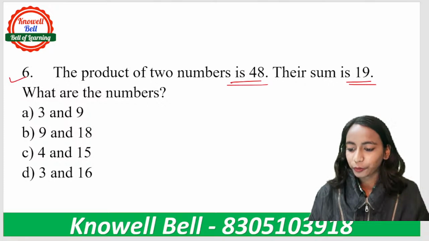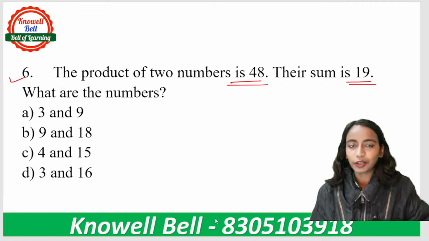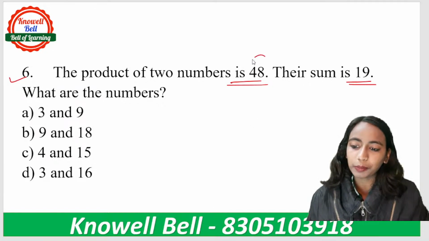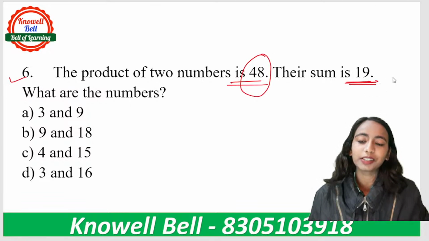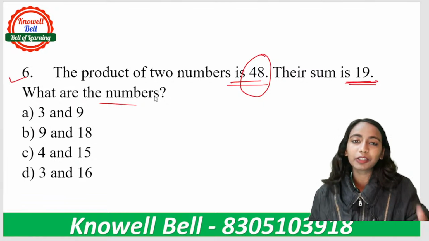Okay, so let's see here. How to do this? This question can be done by using the hit and trial method, as I told in the classes as well. What is the question saying? The product of two numbers is 48. What is their sum? Their sum is 19. We have to find the numbers. So first check the numbers given in the options.